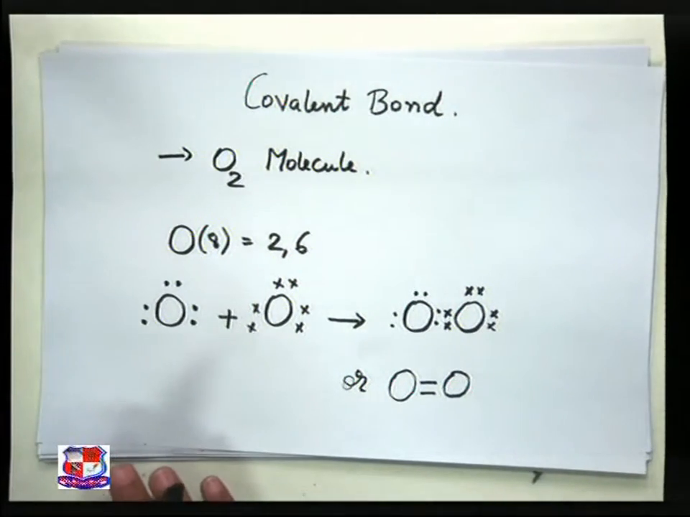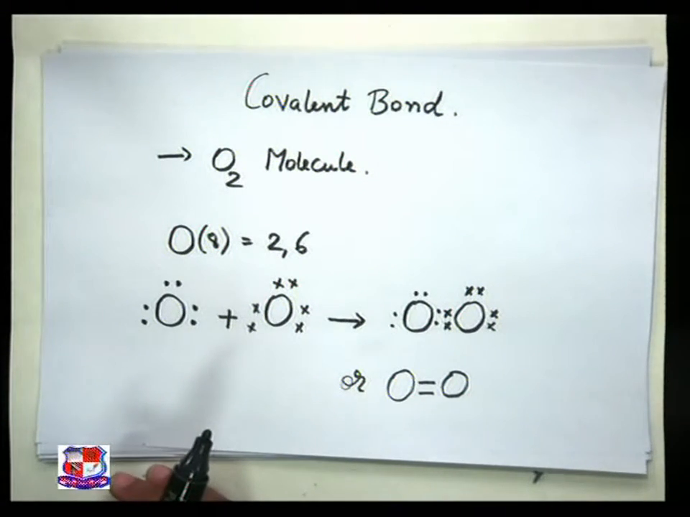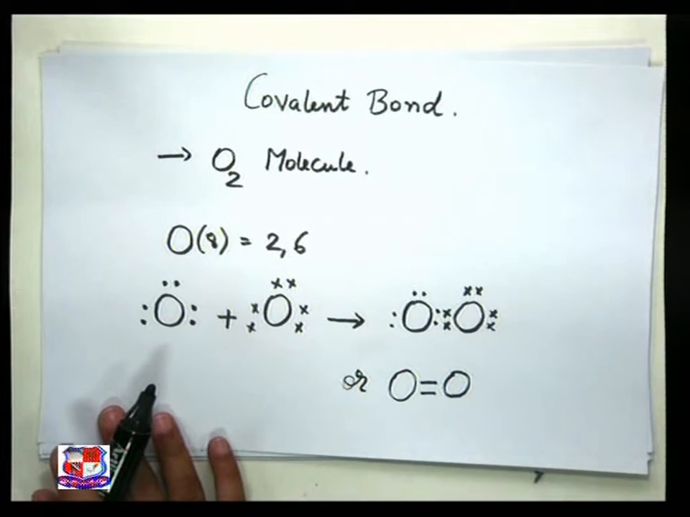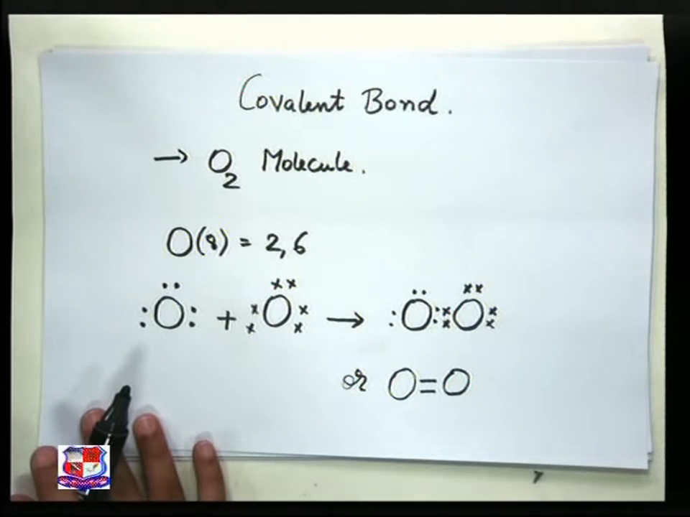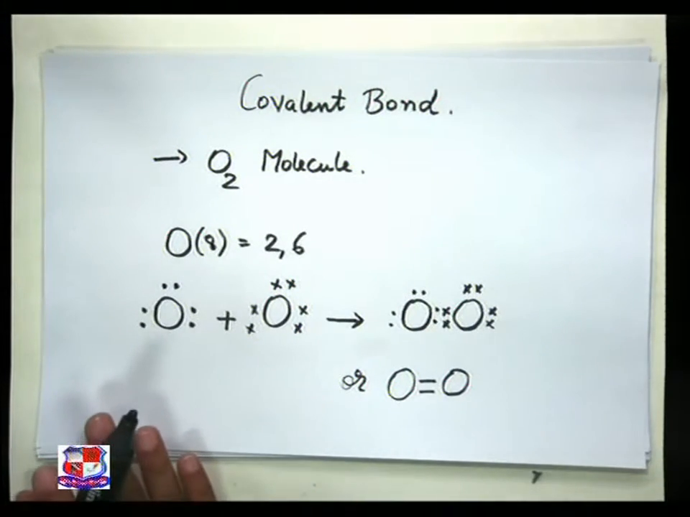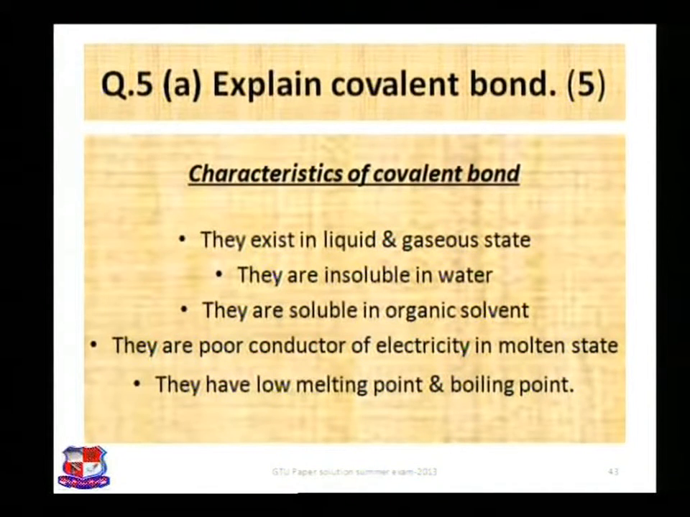So you can take the formation of Cl2 molecule, you can take the formation of the O2 molecule as well in order to explain the covalent bond formation. Clear? Okay, now what will we take up next? We will take up the characteristics of the covalent bond. Characteristics of the covalent bond: they exist in liquid and gaseous state. Okay, they are insoluble in water, they are soluble in organic solvent, they are poor conductor of electricity in molten state, they have low melting point and boiling point. So this completes your 5 mark question.